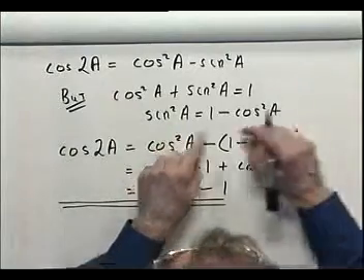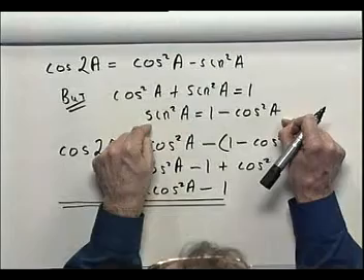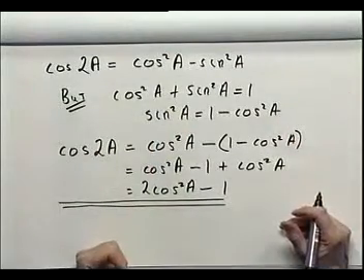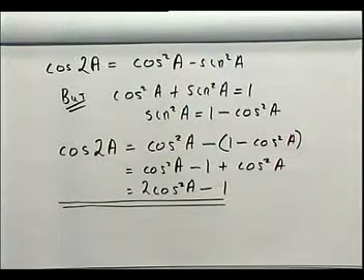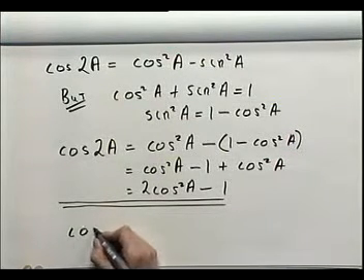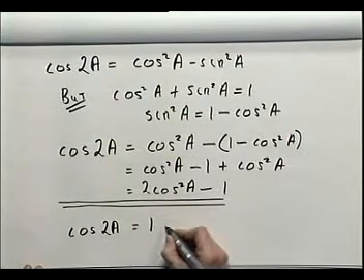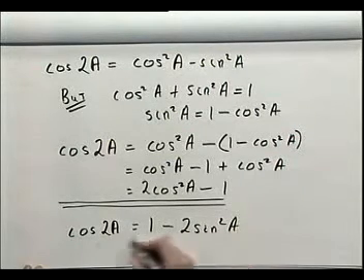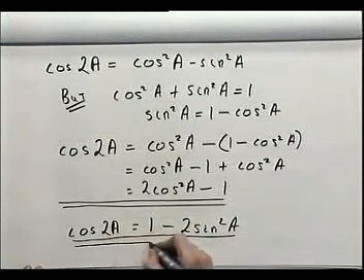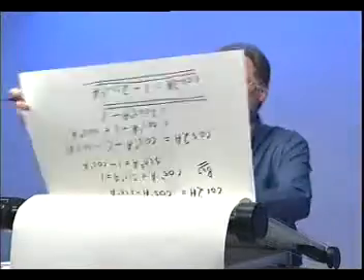Now, because I replaced the sine squared here by 1 minus cos squared, I can do the same again and replace the cos squared by 1 minus sine squared. And what that will give me is cos 2A is 1 minus 2 sine squared A. So, a lot of formulae there. Let's just write them all down again.